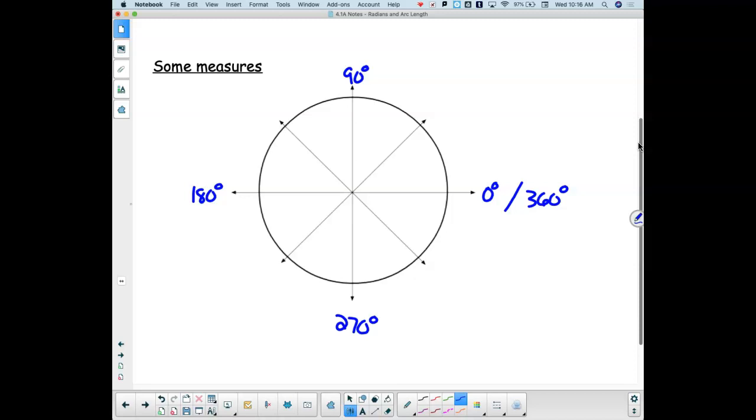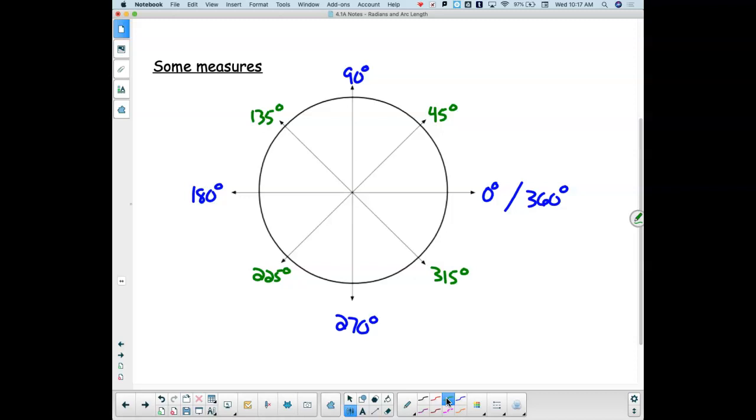Halfway between 90 and 0 is 45. Halfway between 90 and 180 is 135. 225 is halfway between 180 and 270. 315. Halfway between there and there. Yeah, love it.